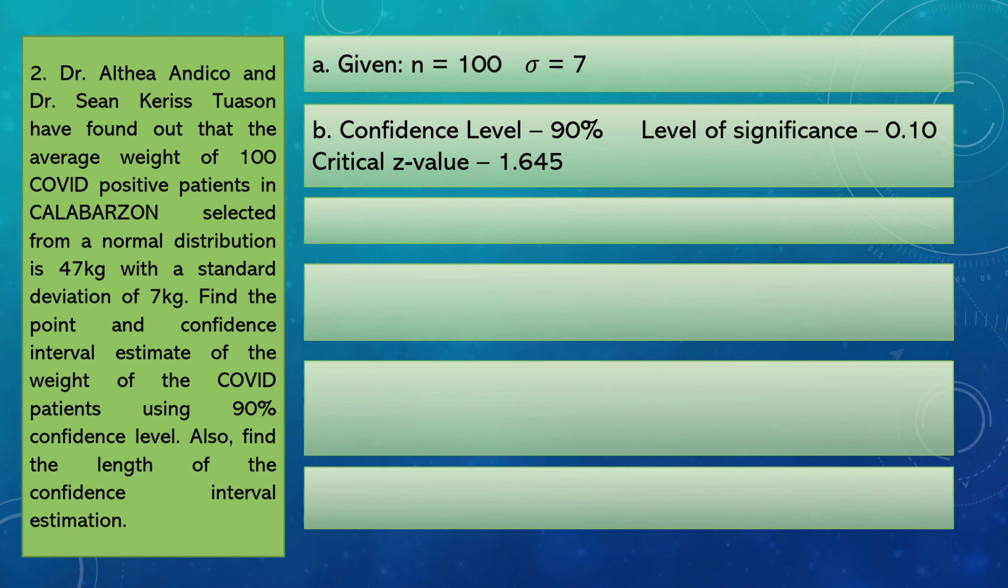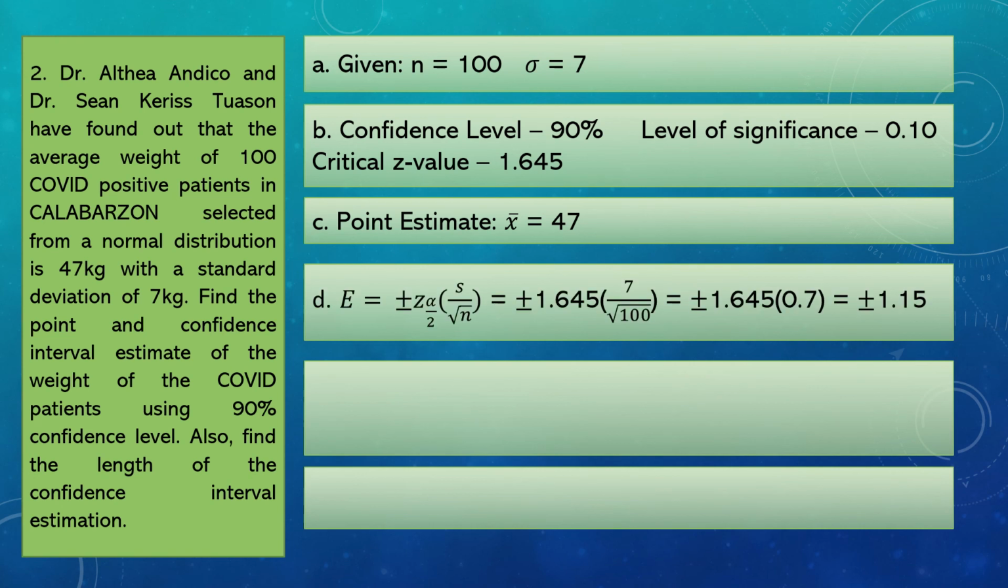and the level of significance is 0.10. Now, to find the critical z value, you're going to take a look at the critical t distribution table on the bottom part, and then you're going to take a look at z, and then 0.10. And then you will be able to see that the critical z value under 0.10 level of significance is 1.645. Now, for point estimate, we can see that the point estimate is 47, or x bar is equal to 47, because the average weight is 47 kilos.